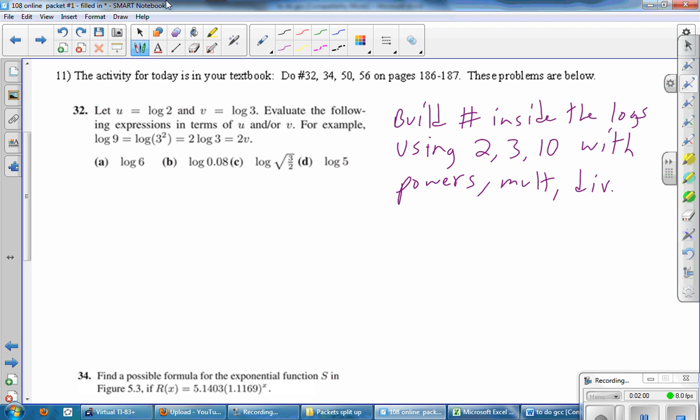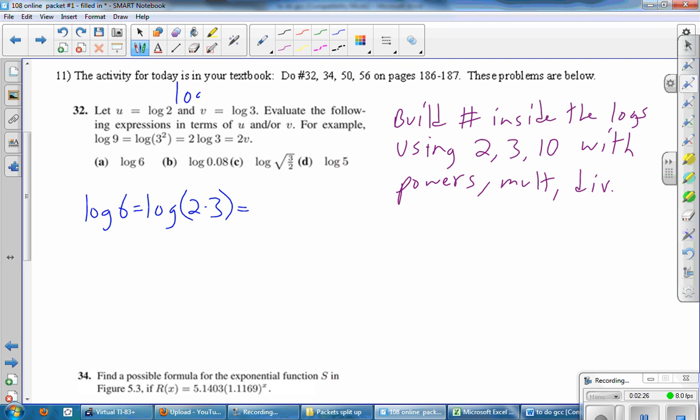So let's try part A, log of 6. Can you build a 6 using only 2, 3, and/or 10, and only powers, multiplication, or division? So log of 6 is equal to log of, so instead of the number 6, we're going to write 2 times 3. We're using 2 and 3 and multiplication. And the reason this is a good thing to do is that one of our properties of logs has to do with the log of 2 things multiplied together.